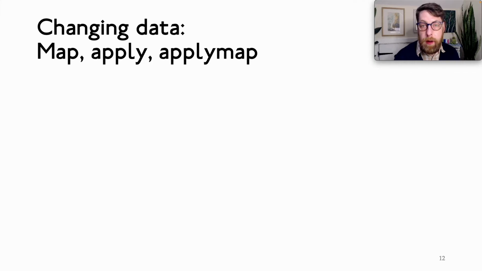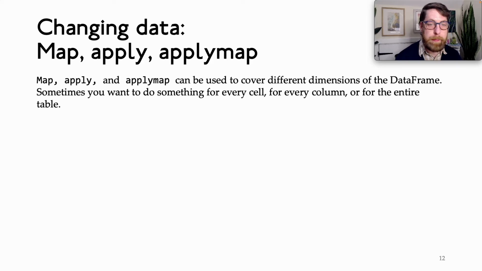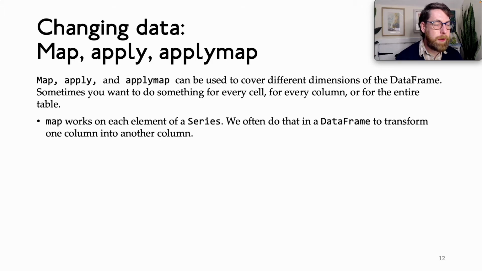But now with a data frame you want to care about the columns and the cells, and maybe any given column at a time. So map works the same way. Map means the same thing, really. You would use map to work with a series. So you often do that in a data frame to transform one column into another, or extract something from one.